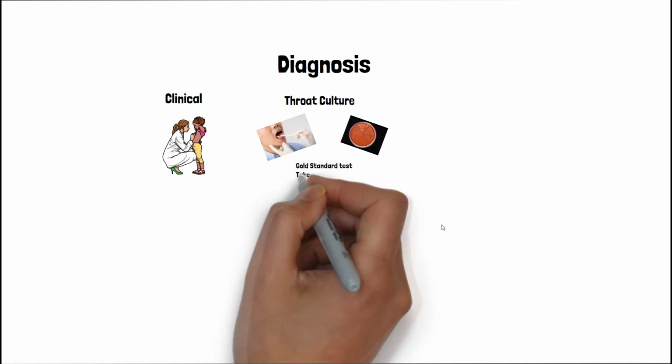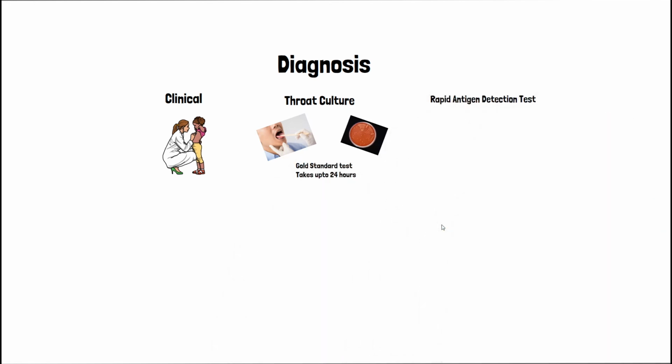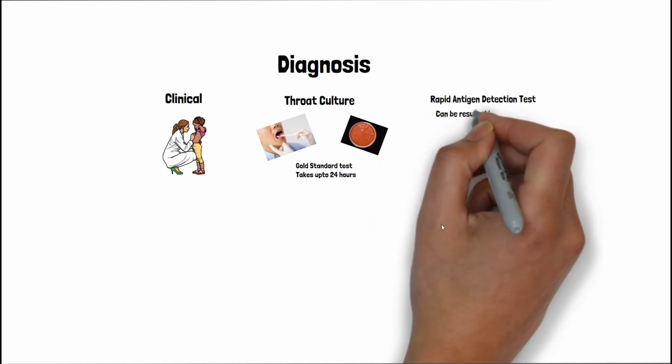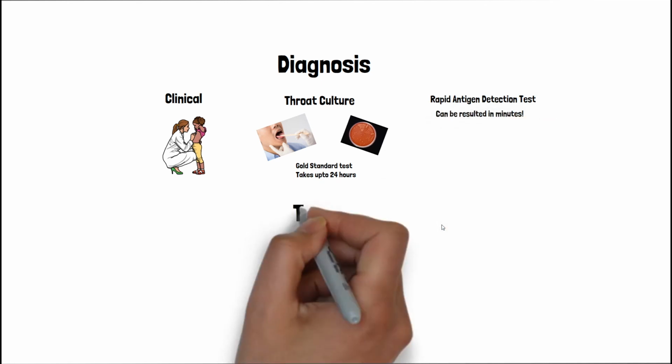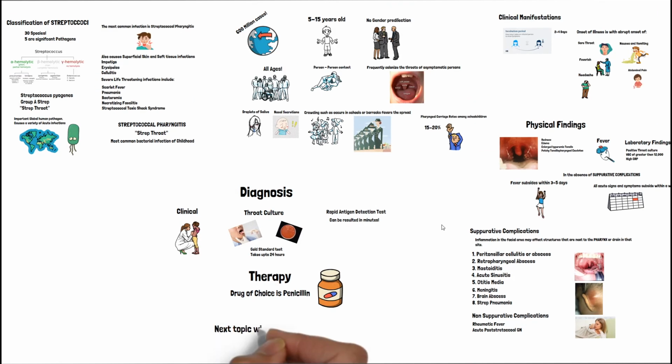Now we go on to the diagnosis, and really it's based on clinical findings, when the physician goes and sees the patient. A throat culture, which usually is the gold standard, takes up to 24 hours, so what we usually get done is the rapid antigen detection test, which results in literally minutes. For therapy, the drug of choice is obviously penicillin, and it's usually a course of 10 days.